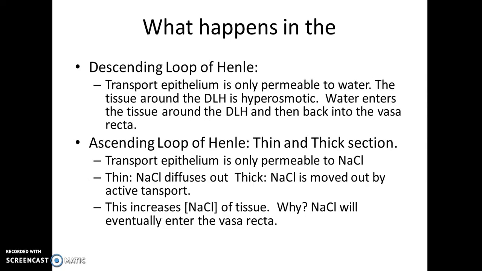Now, the transport epithelium is only permeable to salt, NaCl. In the thin section, salt diffuses out into the medulla, which helps maintain the hyperosmotic environment because the water is flowing out in the descending loop of Henle. The salt is moved back out in the thick section by active transport. Eventually, the salt is going to enter the vasa recta.